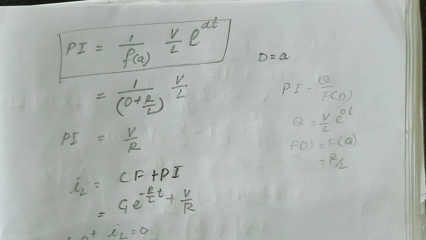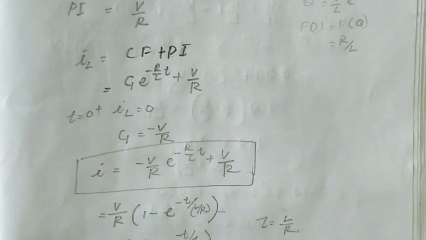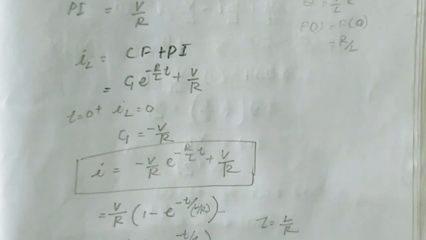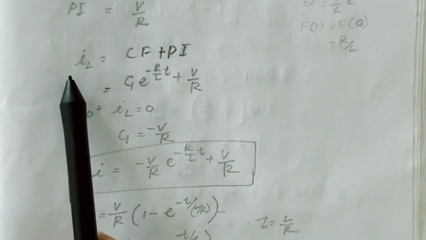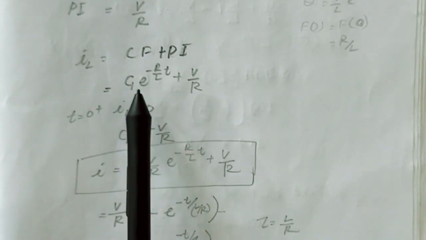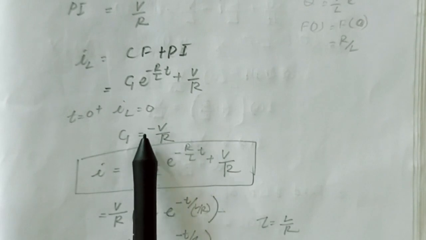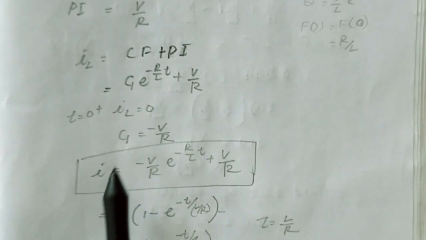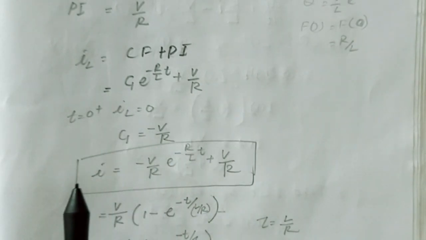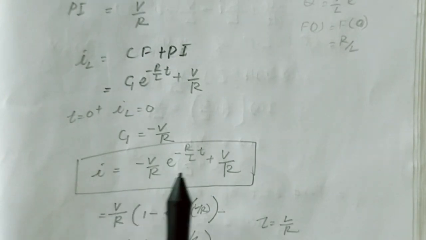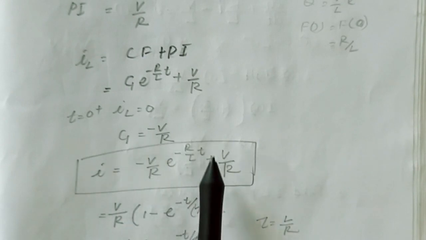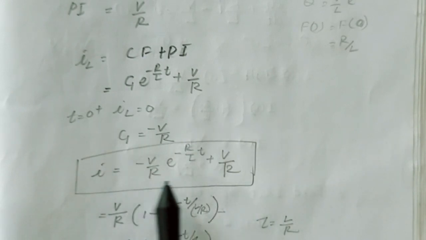As we know, at t equal to 0 plus, the inductor current will retain its previous value. The previous current is 0. So when we substitute IL as 0 at t equal to 0, we obtain C1 as minus V by R. Now substituting C1, IL is obtained as minus V by R e raised to minus R by L into t plus V by R. As seen here, the complementary function is this part.